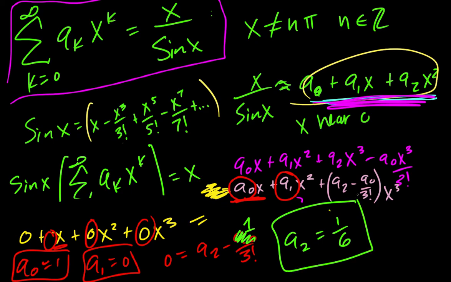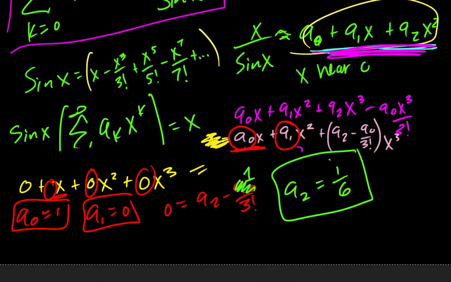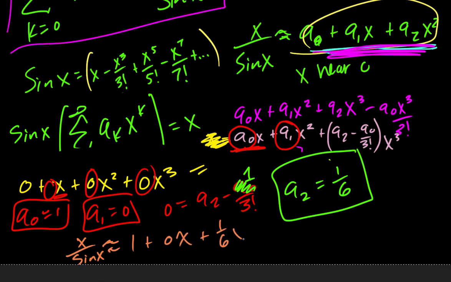So we found those coefficients. All we need to do is write the final answer. So x over sine x is approximately equal to 1 plus 0x plus 1/6 x squared, and then we could write that even smaller as that, for x near 0.